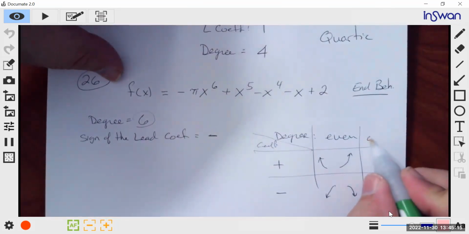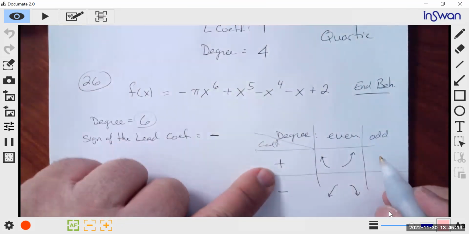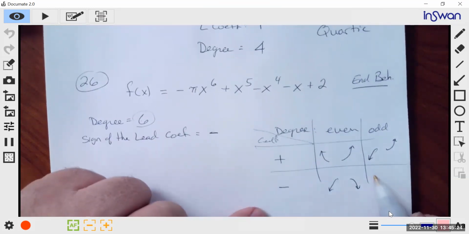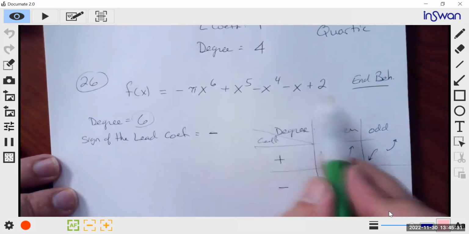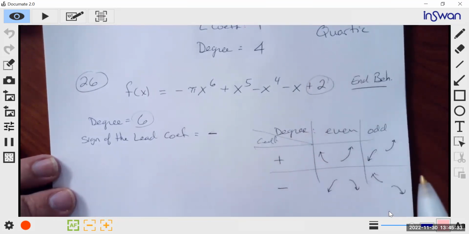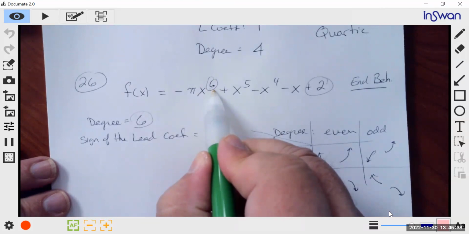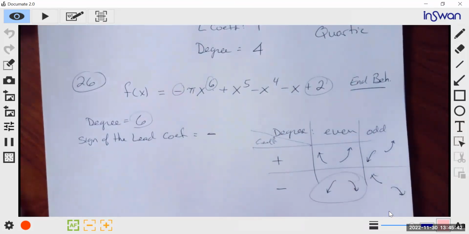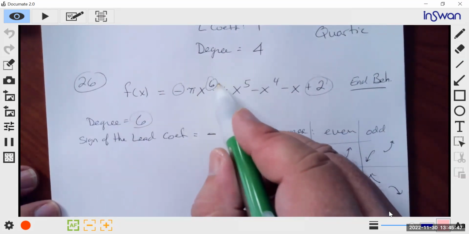If the degree is odd and the leading coefficient is positive, the left goes down, the right goes up. If it's negative, it just flips. So we know by looking at this, we have a y-intercept at 2. Both ends point the same direction. They point down. So we know it's going to look like this. And what happens in the middle, we don't know, because this says we can have up to 6 x-intercepts.